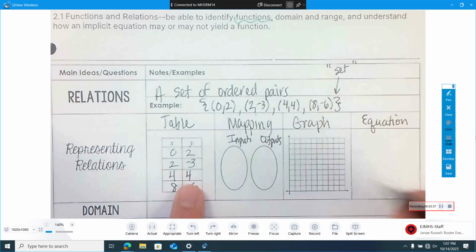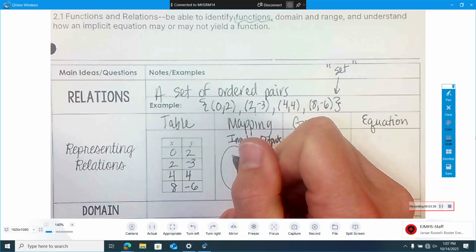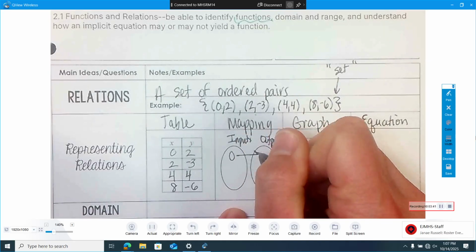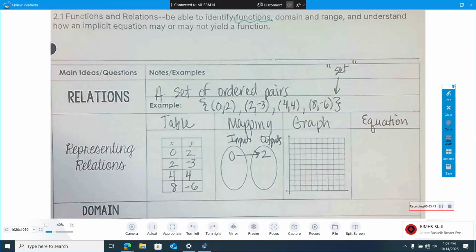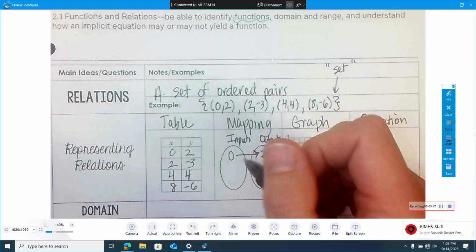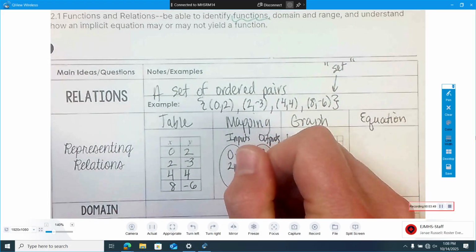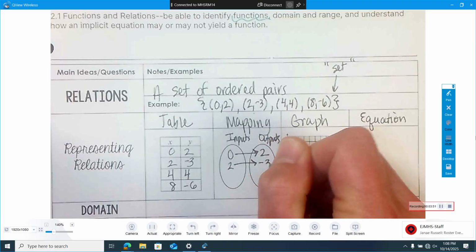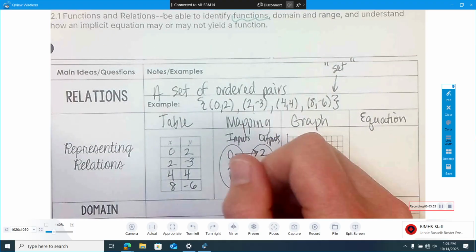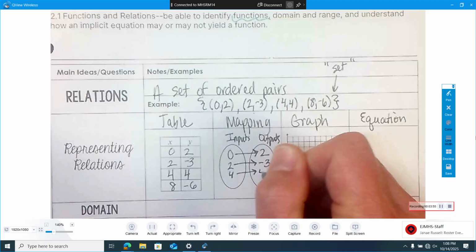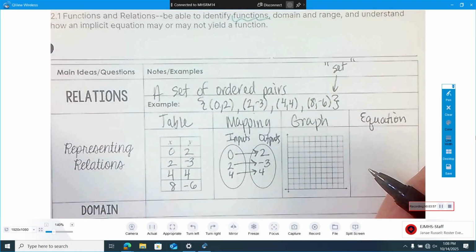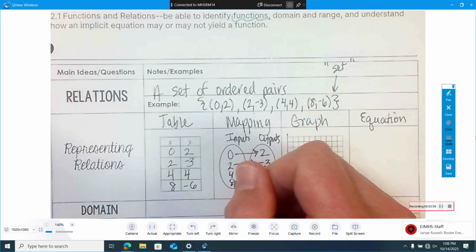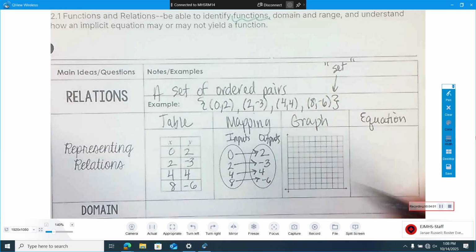And so I could map 0 to 2, and we draw this arrow. If we have an input of 0, it outputs a 2. If I have an input of 2, it outputs a -3. If I have an input of 4, it outputs a 4. And if I had an input of 8, it outputs a -6. So I could do something like that. This is a mapping diagram.